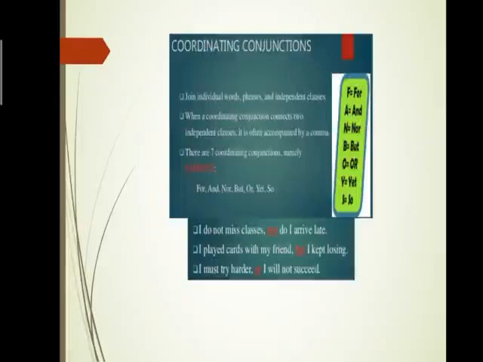Coordinating conjunctions join individual words, phrases, and independent clauses. There are 7 coordinating conjunctions, namely for, and, nor, but, or, yet, so. We can remember them in the short form of FANBOYS. For example, I do not miss classes, nor do I arrive late. I played cards with my friend, but I kept losing.